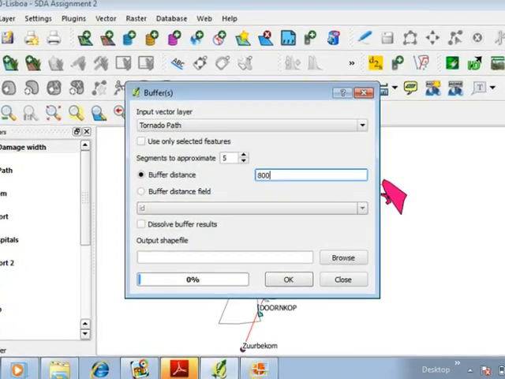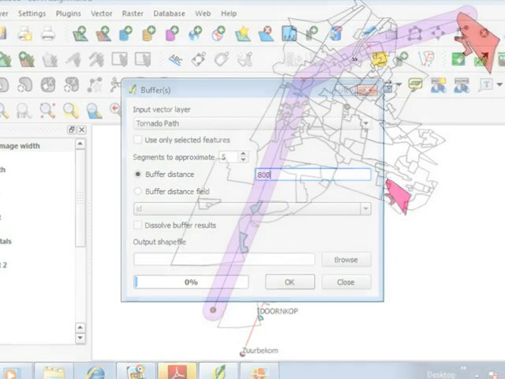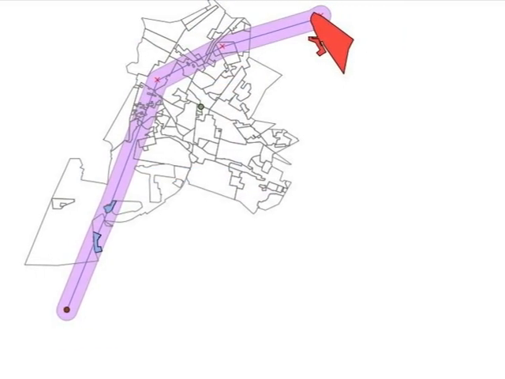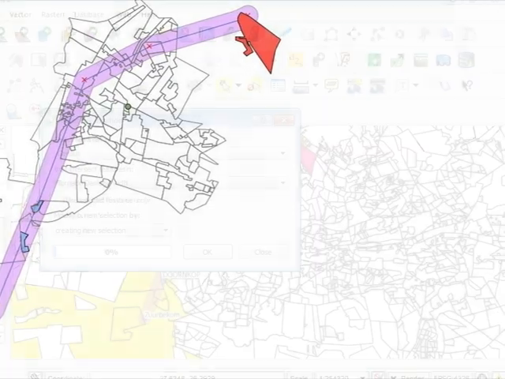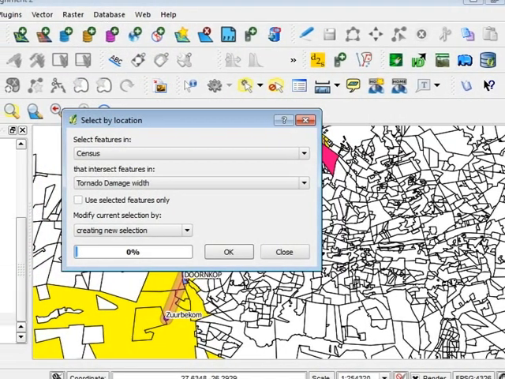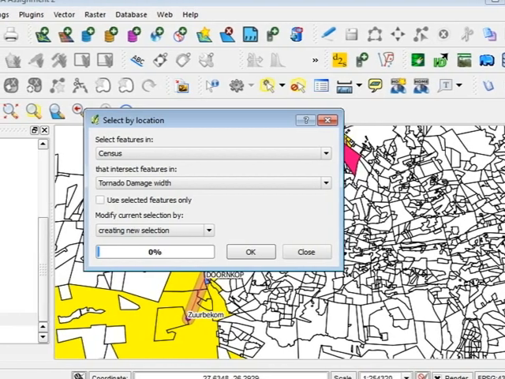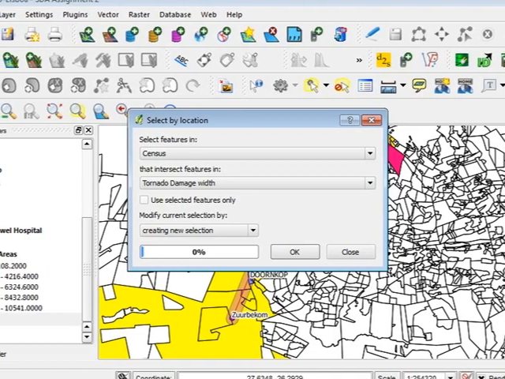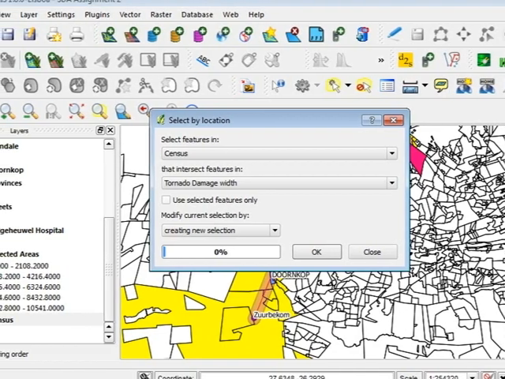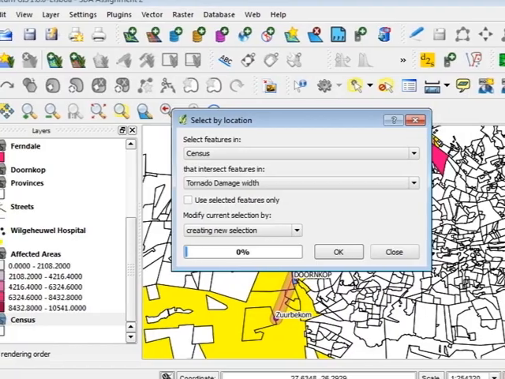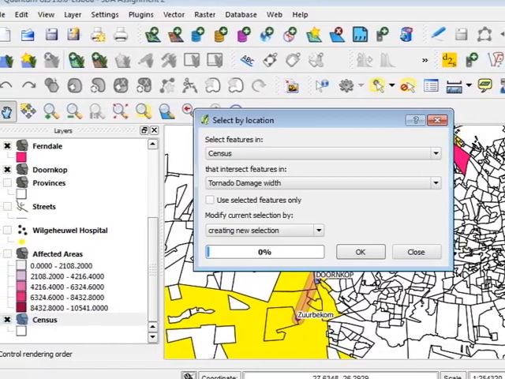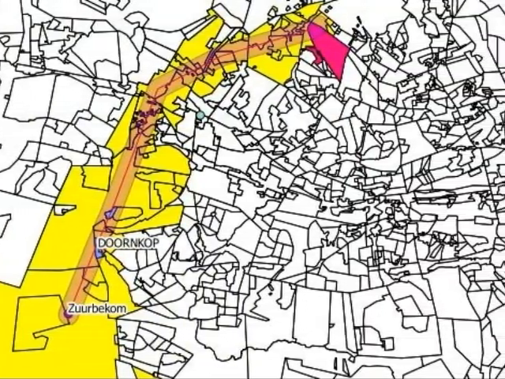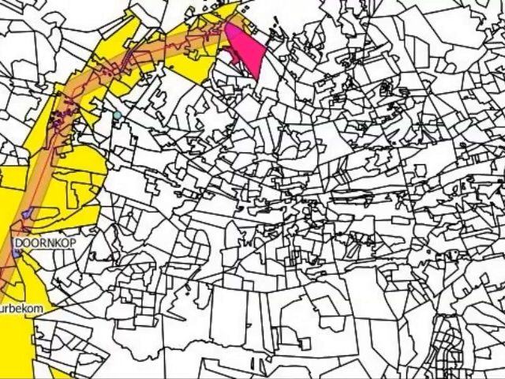I used the width for my buffer analysis. The buffer zone is 800 meters on either side of the tornado path that I digitized. I did an overlay analysis. I wanted to see all the suburbs from the census data that intersect the tornado buffer zone. These are all the areas that intersect the tornado buffer zone.